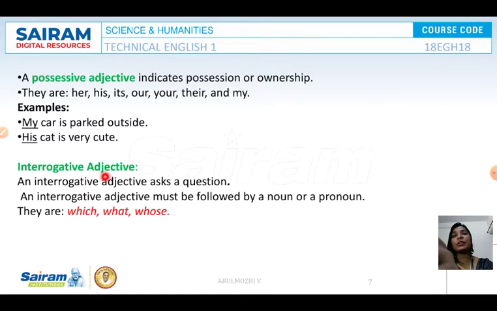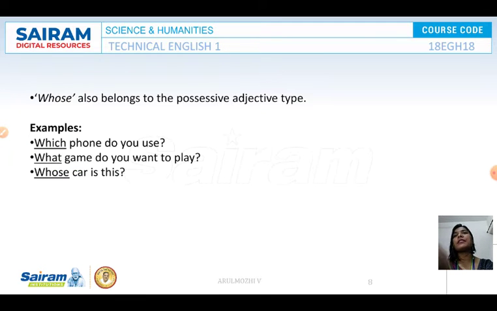Now let's move on to interrogative adjectives. What is interrogative? Interrogative means questioning. Question, interrogative word, question word. When an interrogative word describes a noun, it becomes an interrogative adjective. An interrogative adjective must be followed by a noun, as with the demonstrative adjective. Look at this: which, what, whose, these are interrogative adjectives.